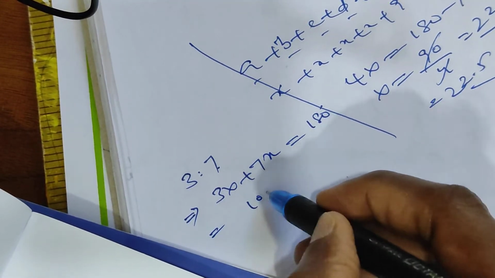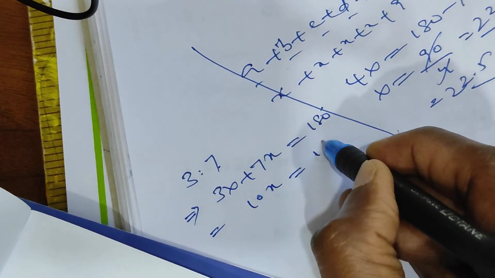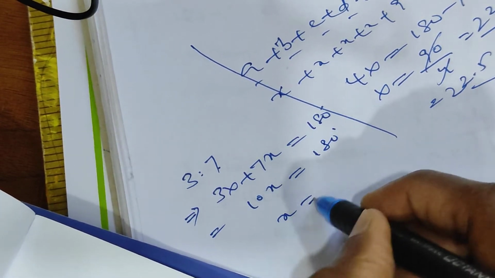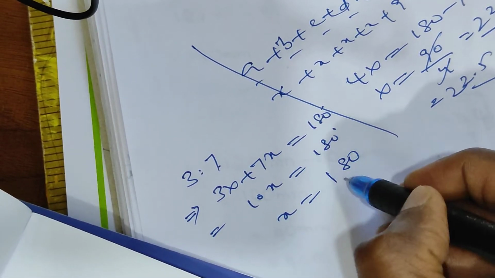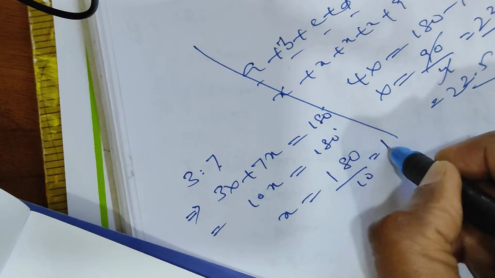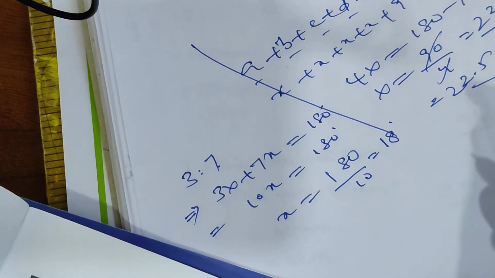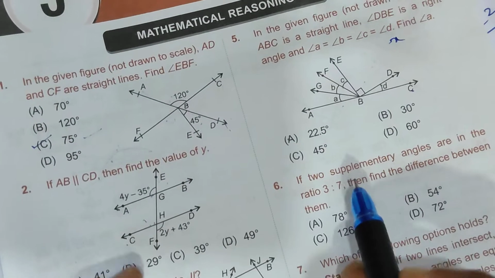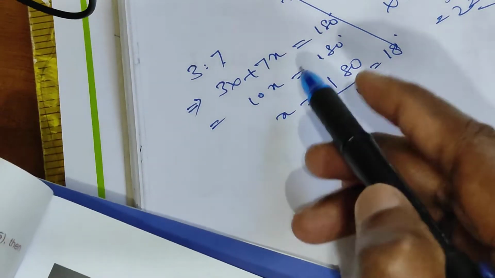So now 10x is equal to 180 degrees. x is equal to 180 by 10, which is equal to 18 degrees. He is asking to find the difference between them. So x is equal to 18 degrees, right?